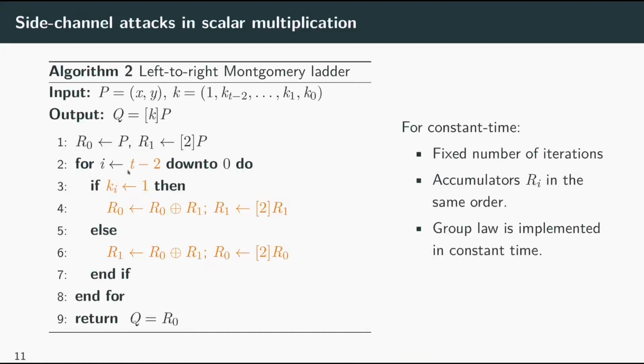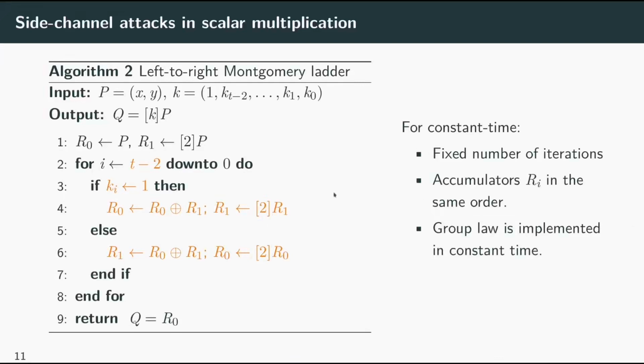Then it scans the bits of the scalar from left to right and performs some group law operations depending on the key bit. This algorithm benefits constant time implementations because no matter the value of the key bit, the same number of group law operations is called. Notice, however, that for a constant time implementation, we need to be careful about the order in which the points are input and output in these invocations of the group law.